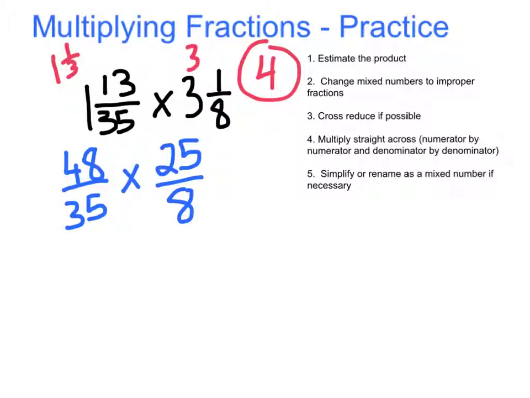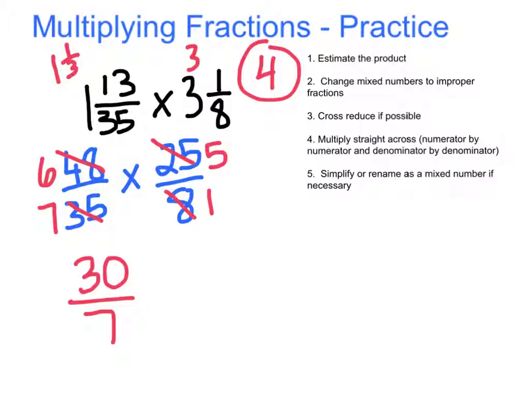I'm going to cross-reduce. I look at 8 and 48. Well, 8 goes into 8 one time, and it's going to go into 48 6 times. And then 35 and 25, 5 goes into both of these. 5 goes into 35 7 times, and into 25 5 times. I want to multiply straight across. 6 times 5 is 30. 7 times 1 is 7.